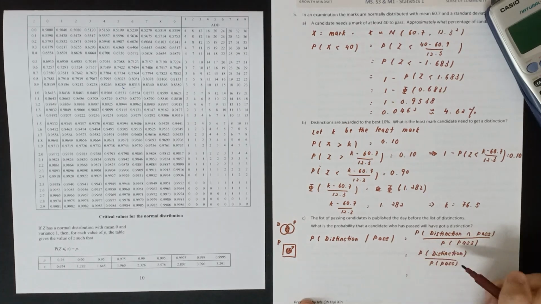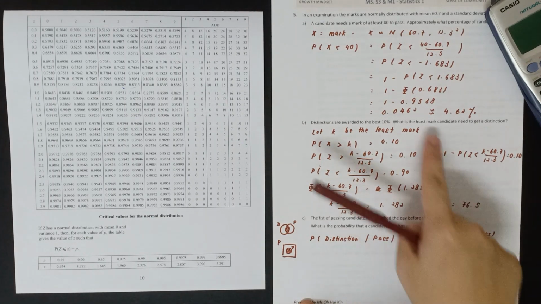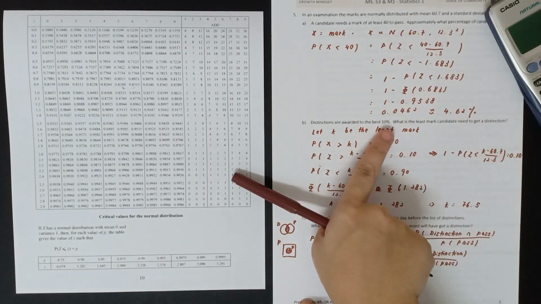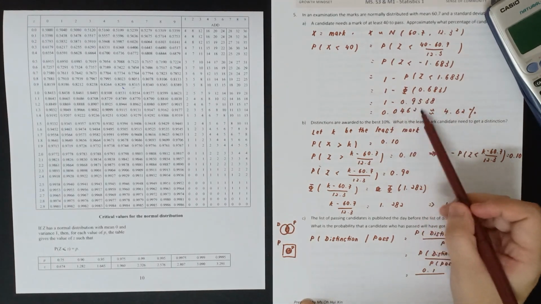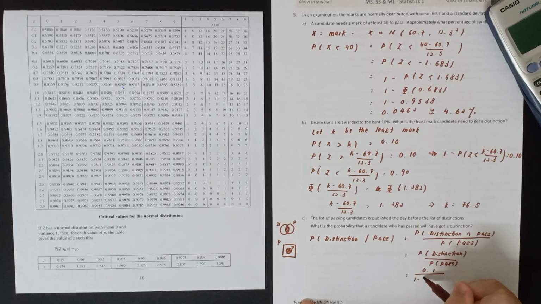So that's why this will be equal to, the probability for you to get distinction is basically for here, the 10%, right? So that's why it's going to be 0.1 divided by probability for you to get a pass. For you to get a fail is this one. So that's why 1 minus 0.0462, which is probability for you to get a fail. So this one will give you an answer of 0.105.